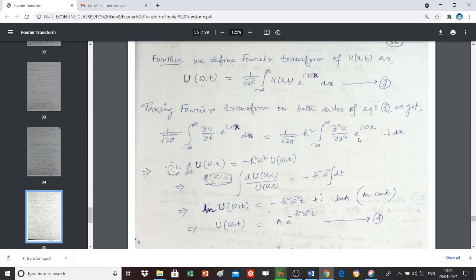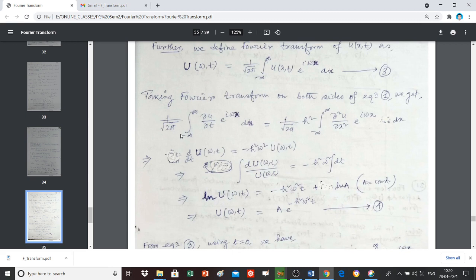So from here you can write this in this way: this ∂/∂t, or d/dt, can be taken outside the integration sign. So in that case, d/dt of 1 by root 2π ∫ u e^(iωx) dx will provide you the Fourier transform of u, that is u(ω, t).